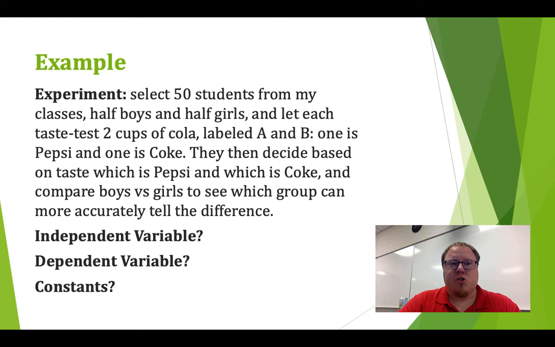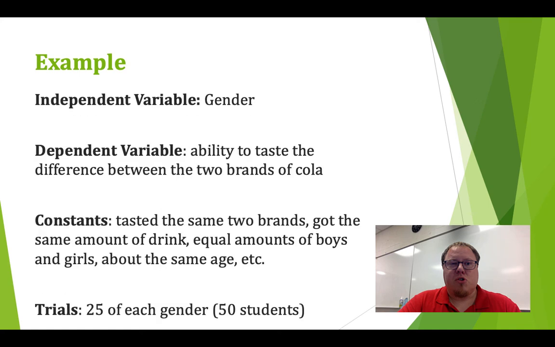Ready? So, my independent variable in this instance is gender. Boys versus girls. That's what I'm trying to compare here. My dependent variable is the ability to taste the difference between the two brands of cola. Now, once again, just to clarify, an independent variable causes the dependent variable. So I'm saying that being a girl or being a boy affects your ability to taste the difference between the two brands of cola.